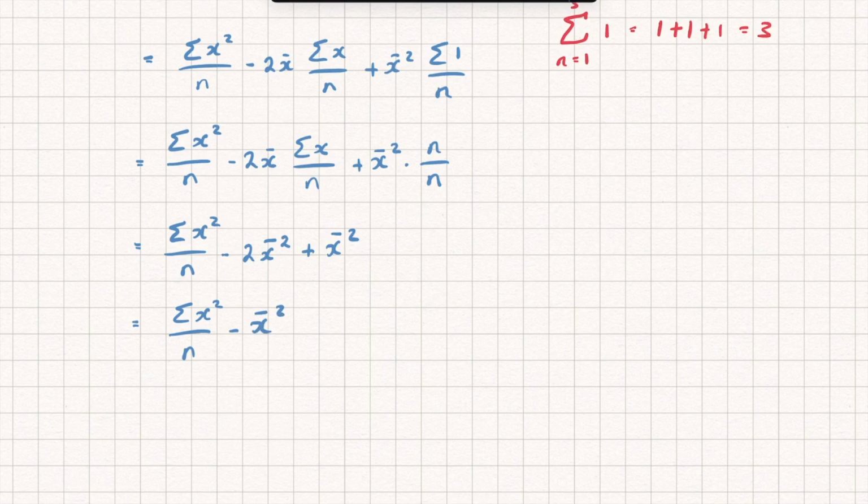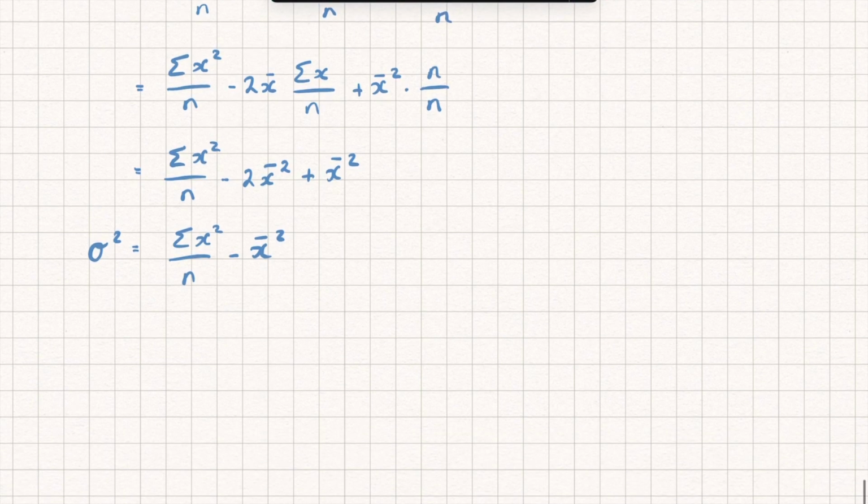Okay, so this here is our variance, and remember, to find the standard deviation we square root this, and so our standard deviation is equal to the square root of the sum of x squareds divided by n minus the mean squared. Okay, and this is an alternative formula that we can use to calculate the standard deviation.